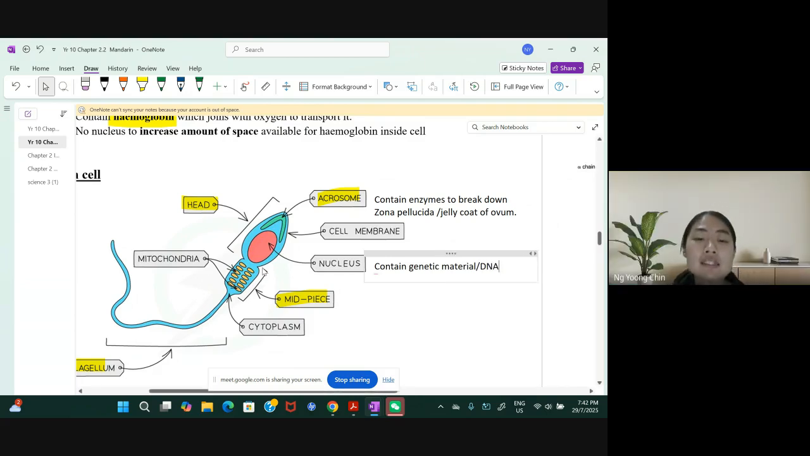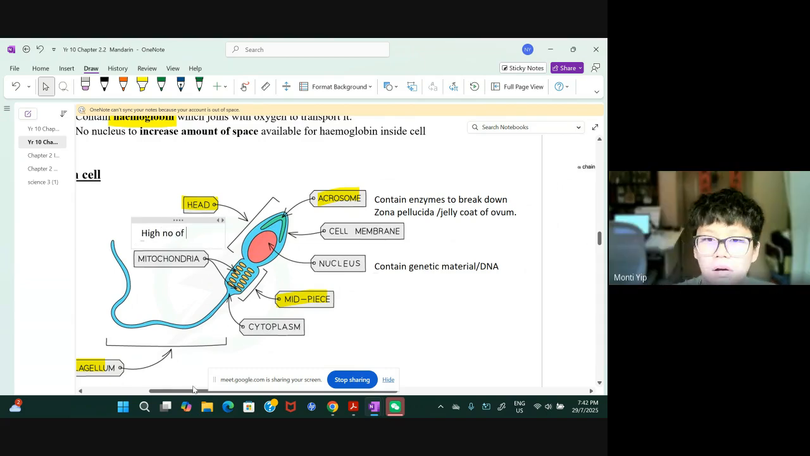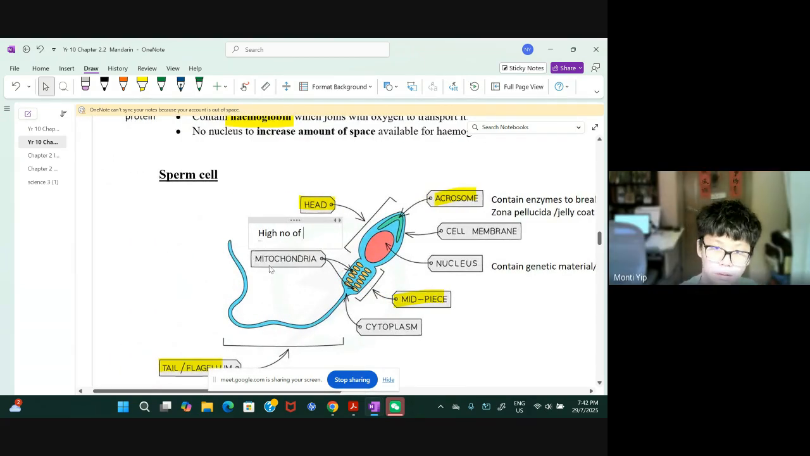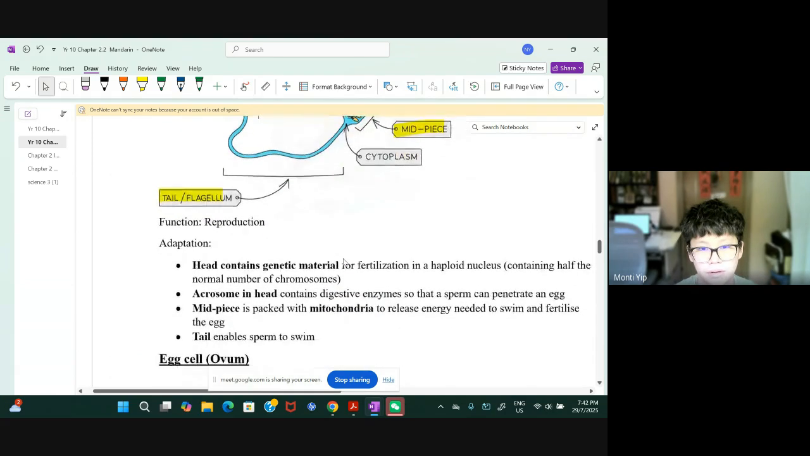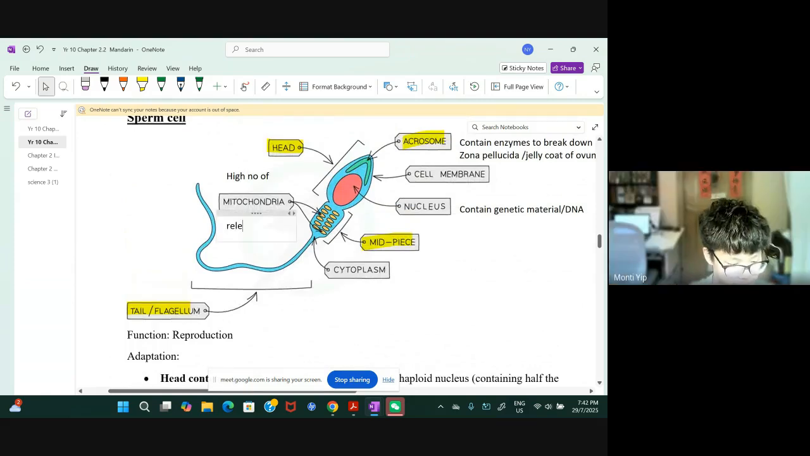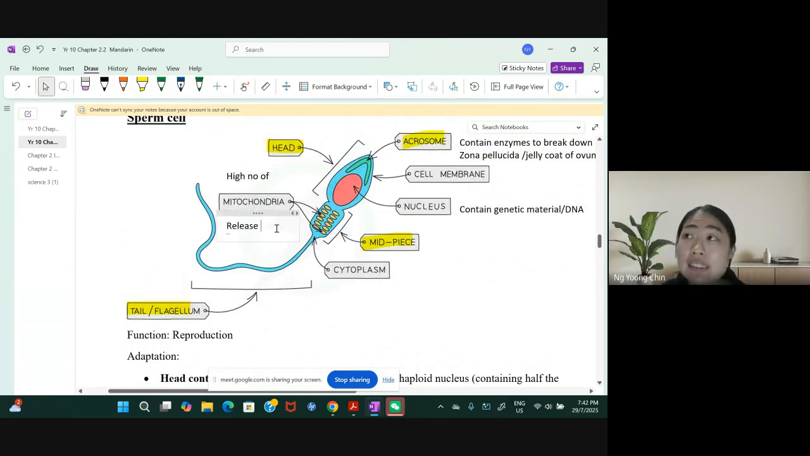And then this mid piece contains a very high density of mitochondria. Monty, tell me, what is the function of mitochondria? It gives energy to a cell. Yes, they release energy. How do they release energy? Through cellular aerobic respiration. So they release energy to supply the sperm cell. That's why the sperm cell is able to move.